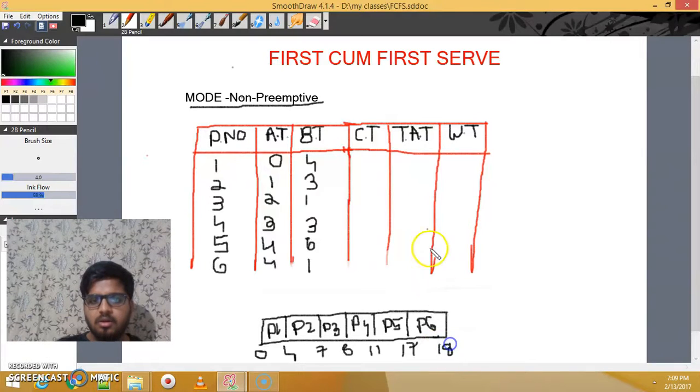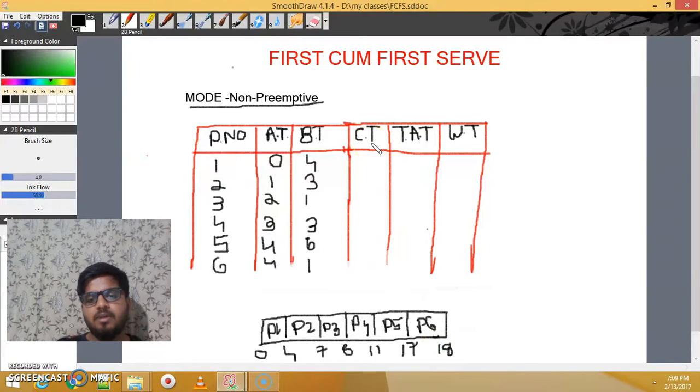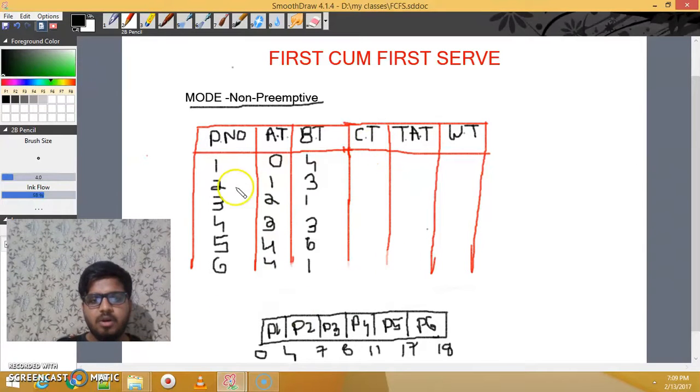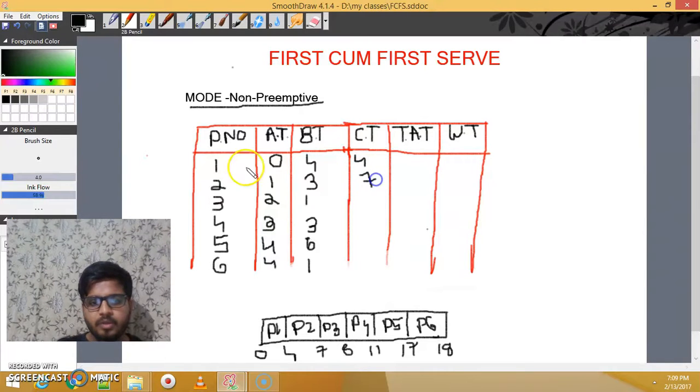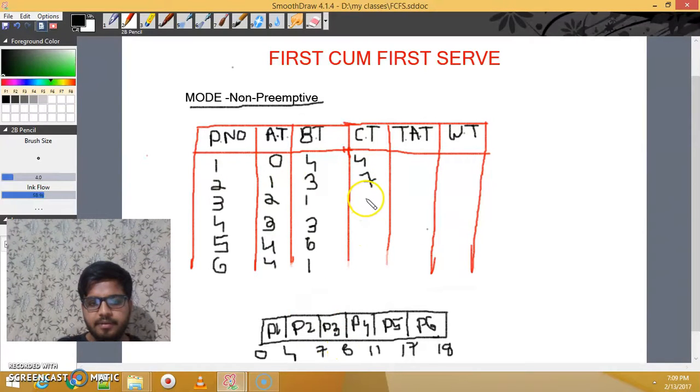Now calculate the completion time. Process P1 is completed at 4. From left to right, process P2 is completed at 7. Process P3 is completed at 8. Process P4 is completed at 11. Process P5 is completed at 17. Process P6 is completed at 18.